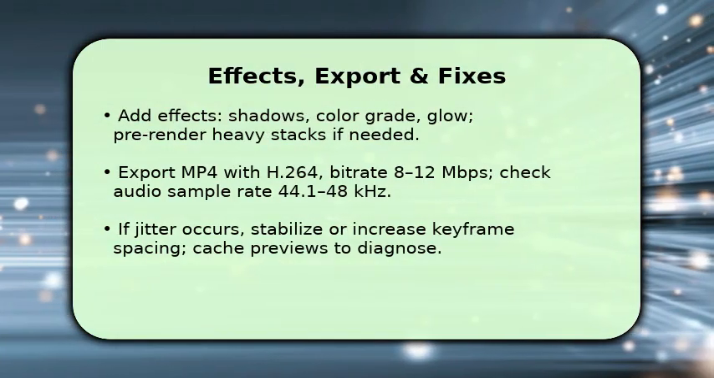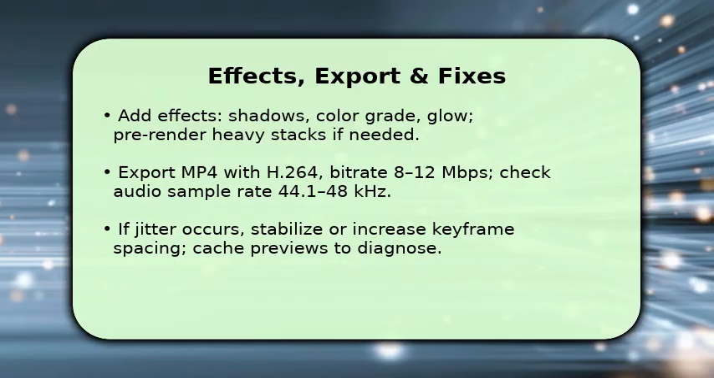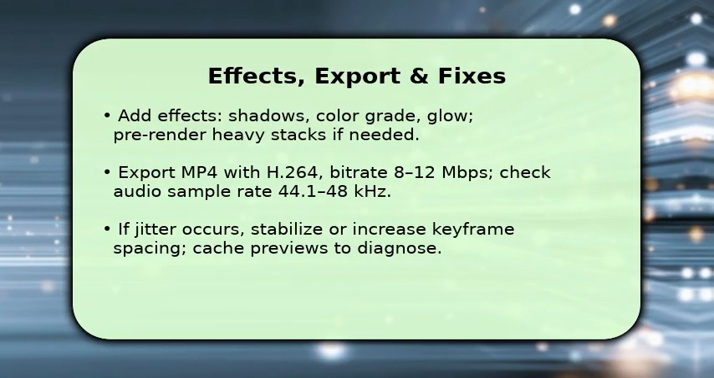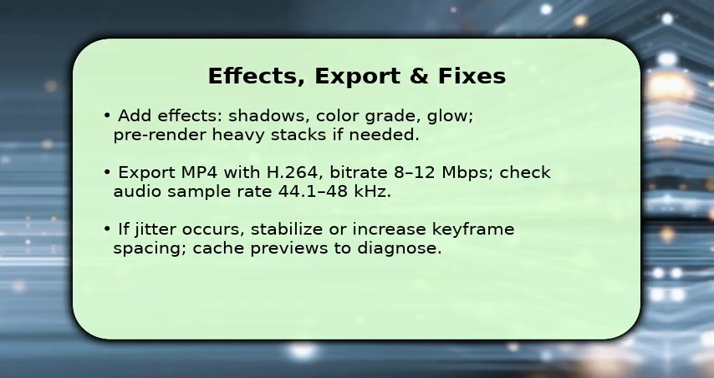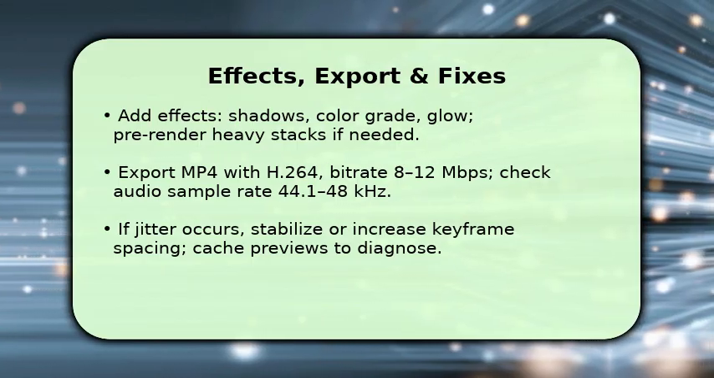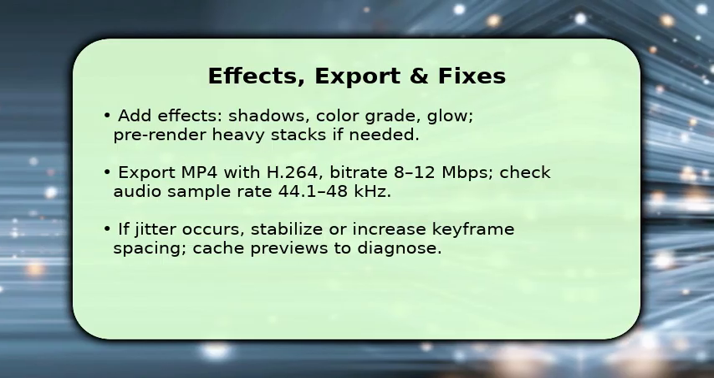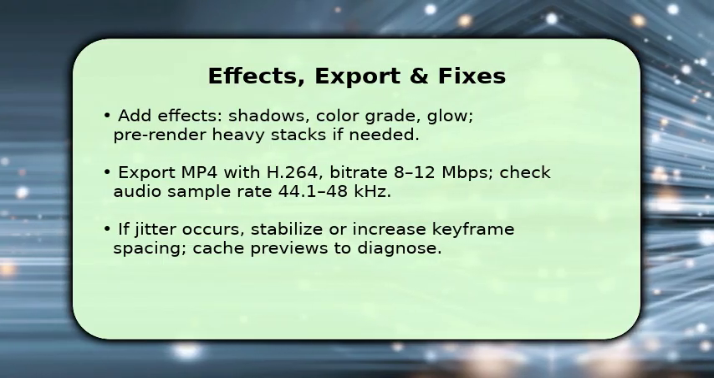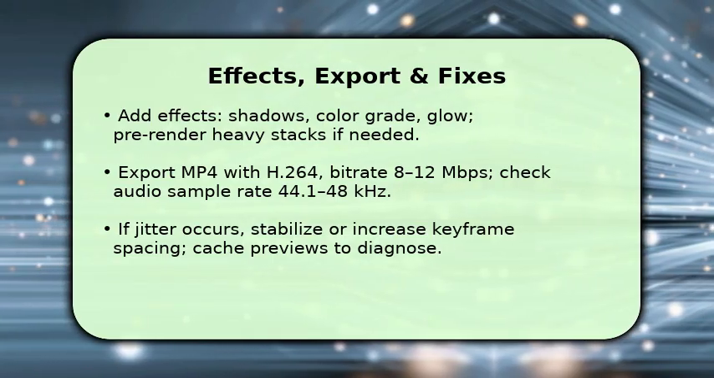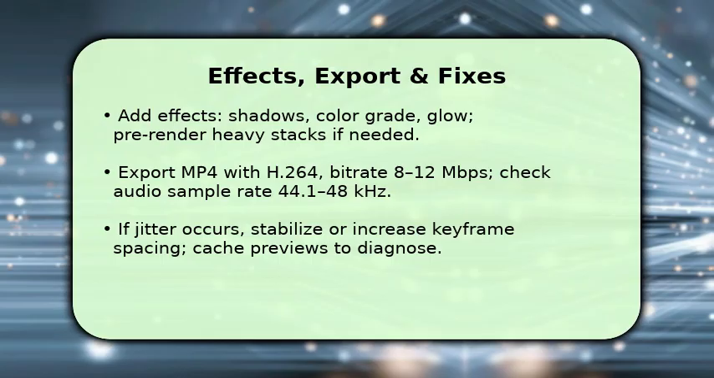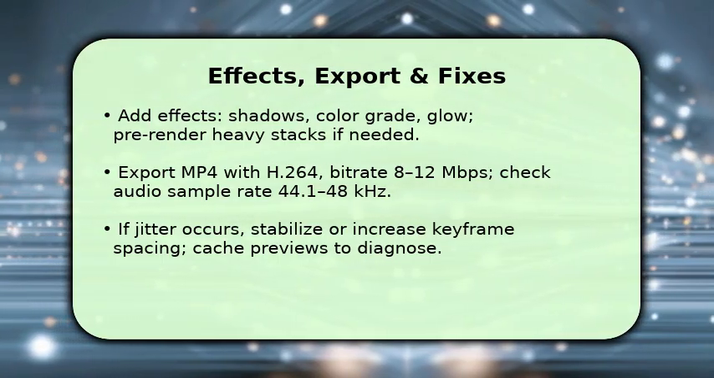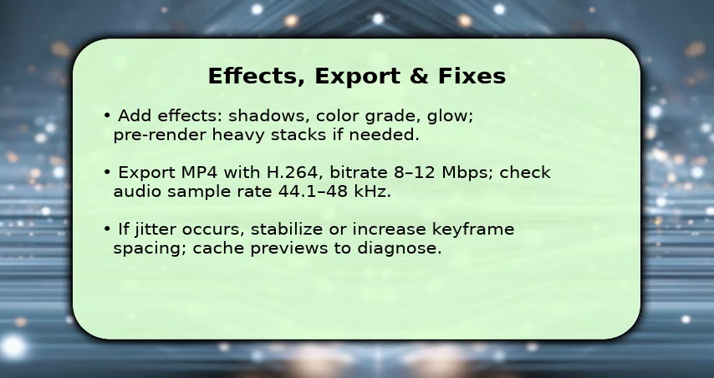Finish by refining with effects. Apply subtle shadow, glow, and color correction layers to unify the scene. Pre-render any heavy effect stacks to keep playback smooth. Once satisfied, export using H.264 MP4 with an 8 to 12 Mbps bitrate and 44.1 or 48 kHz audio so quality and file size balance well. If you see jitter or stuttering, check keyframe spacing and enable frame interpolation or stabilization. Also clear cache and use pre-rendered clips to isolate and fix performance problems quickly.